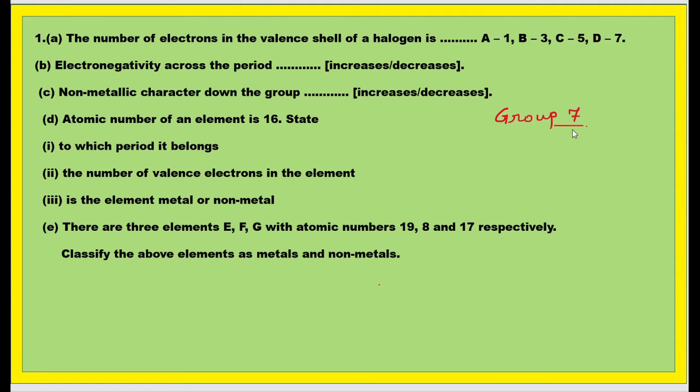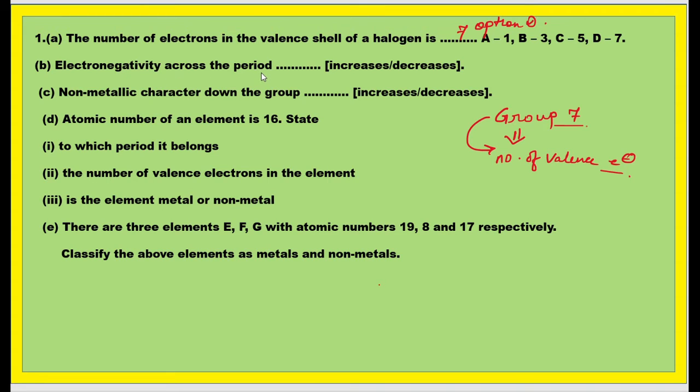7. And what does the group number signify? It signifies the number of valence electrons. So by knowing the group number, you will be able to tell the number of valence electrons present. So the question has been solved. Halogen is present in group 7. So the number of valence electrons will be 7. Option D.